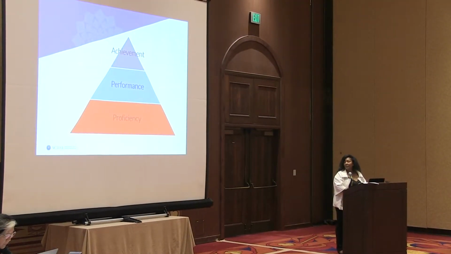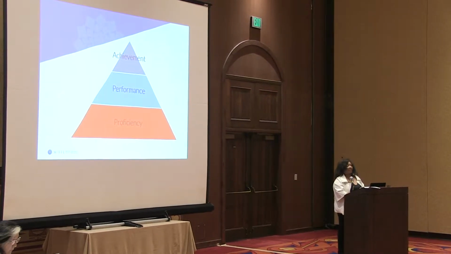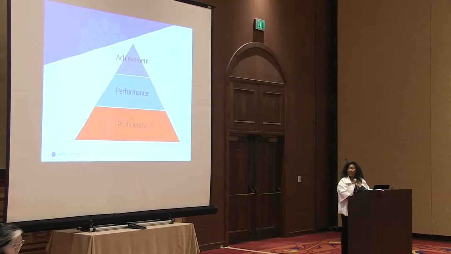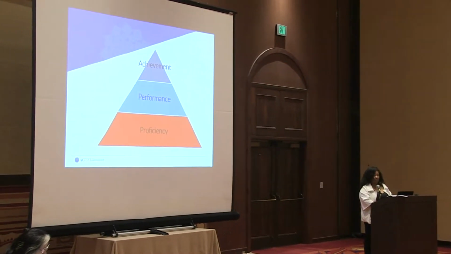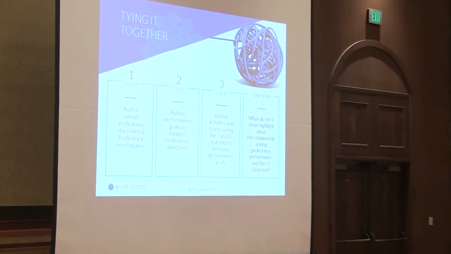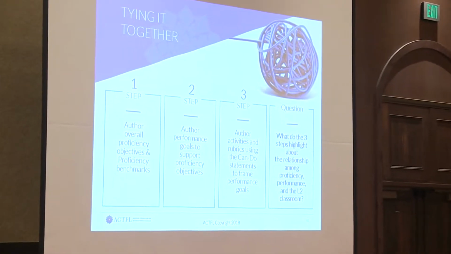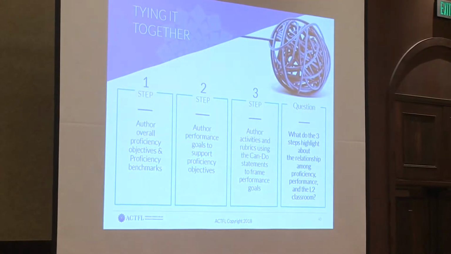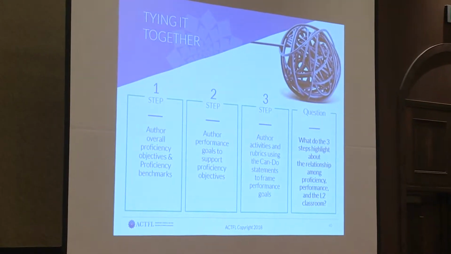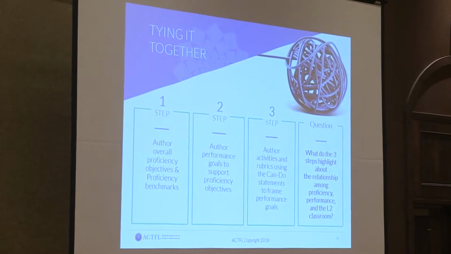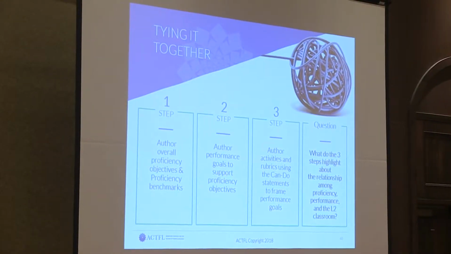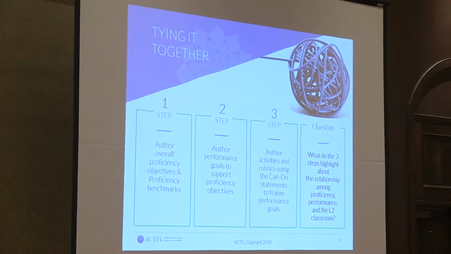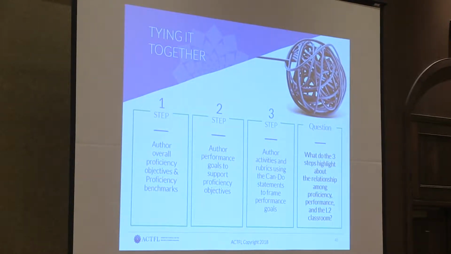All right, so we spent the first half, more than half, talking about achievement, proficiency, and performance, focusing on assessing proficiency. And these are the steps we've walked through today, right? So we talked about identifying an overall proficiency goal and identifying proficiency benchmarks. And then based on that, you author performance goals, and then based on that, you author goals for specific activities, which we're going to use the can-do statements for.